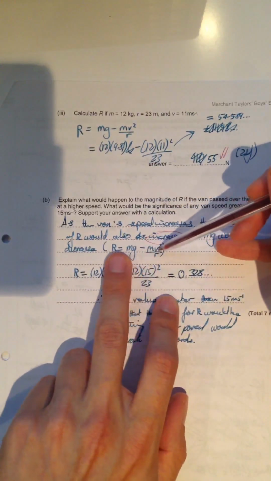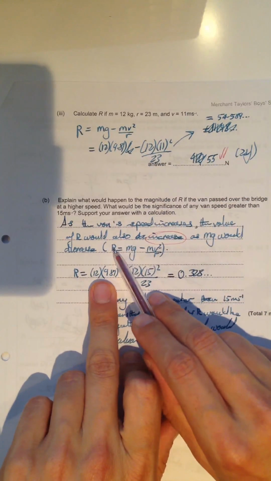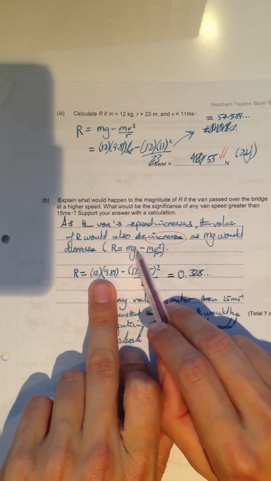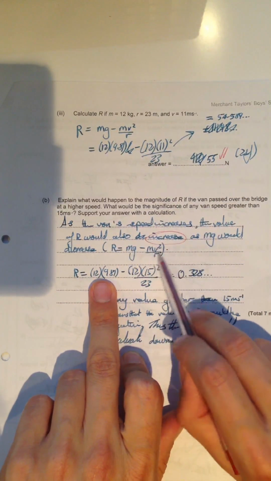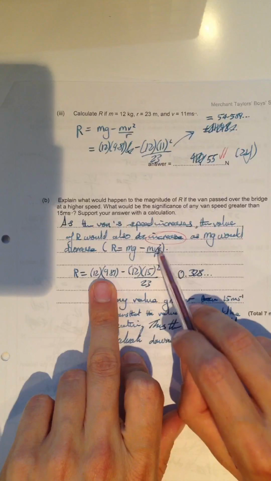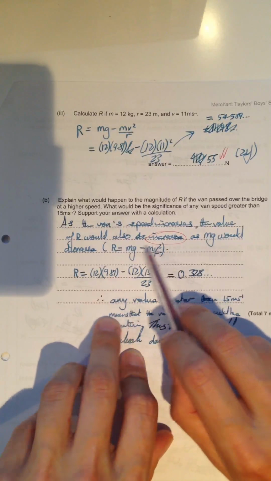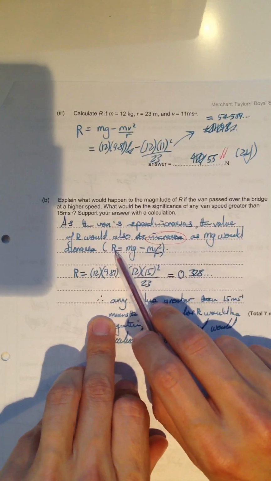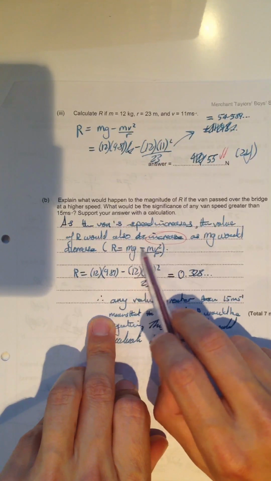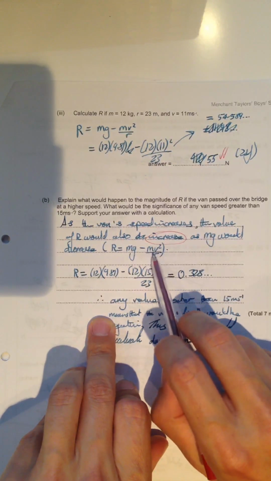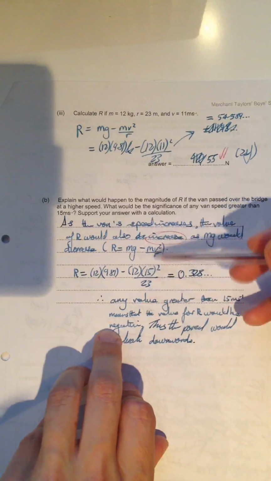Okay, but think about it. Look at this equation that you've written here. R equals the weight of the package minus this term here. This term will increase if v increases. So R will decrease because you're taking away a larger number here. Okay? You need to explain that.